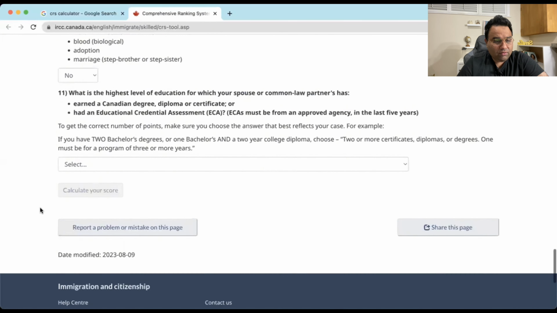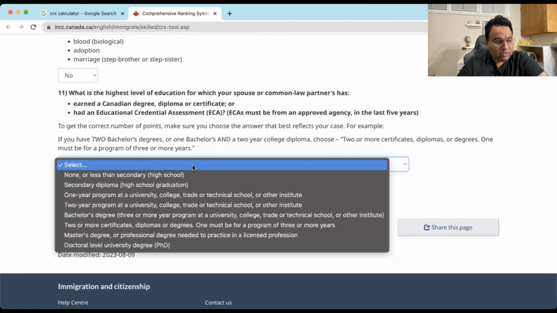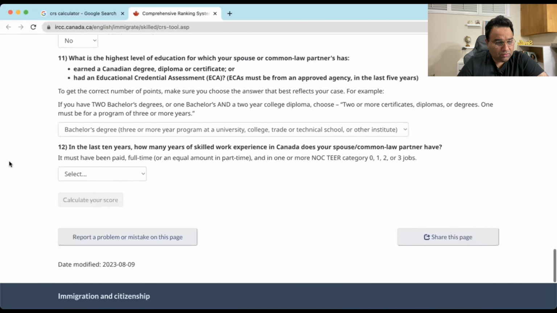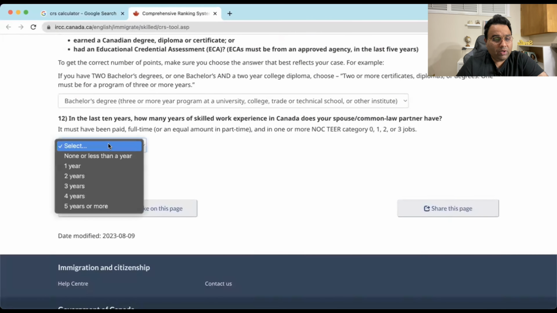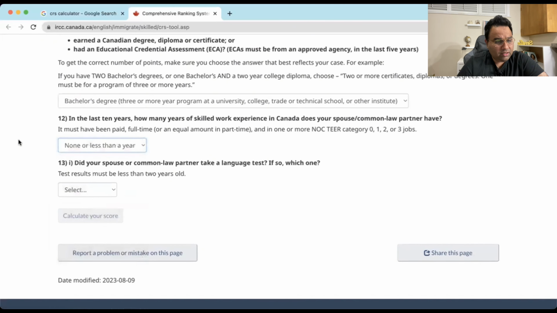What is the highest level of education for which your spouse or has? Okay, so this one was also batch. So she was a bachelor's of engineering. So this, in the last 10 years, how many years of skill experience? No, so no experience in Canada.